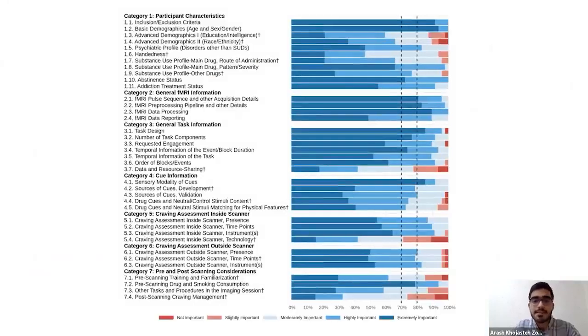And this figure is actually the final outcome of the ratings for the main 38 items and 7 categories. You can see that the figure has depicted 2 thresholds of 70% and 80% for considering the item or not. He will discuss the results in his talk in detail.